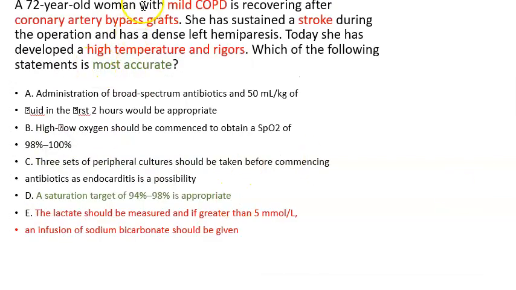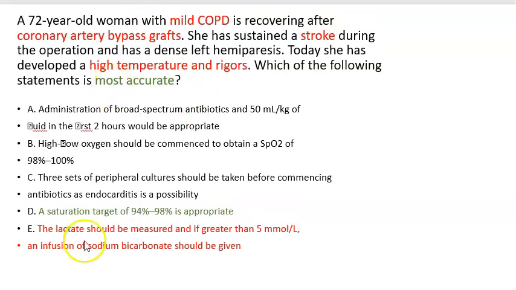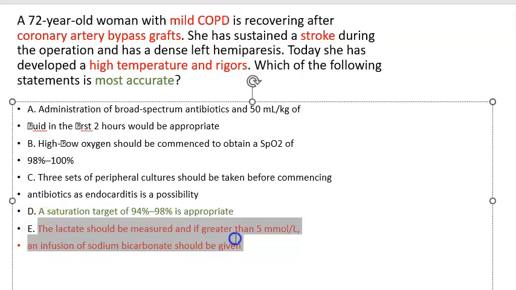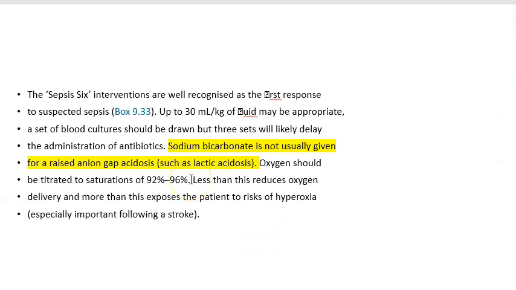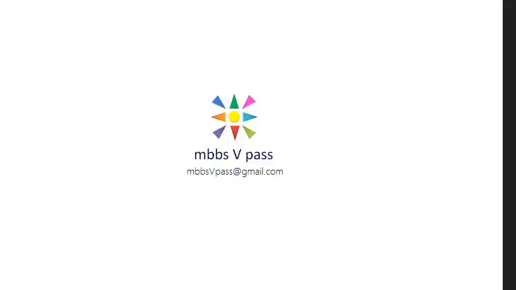Let's move on to the second MCQ. Here, no need to read this entire thing. Just focus on this one line, which is the wrong statement: the lactate should be measured, and if greater than 5 millimole per liter, an infusion of sodium bicarbonate should be given. What they are saying is there is no need to give sodium bicarbonate in raised anion gap acidosis like lactic acidosis. Now in this video, you have learned the causes, so treat the cause. I think that is what they are trying to say.